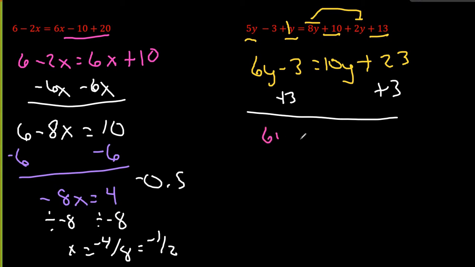That gives us 6y equals 10y plus 26. Now we subtract 10y, preferably, to move all the letters to the same side.